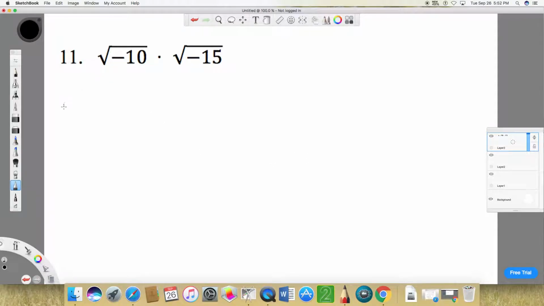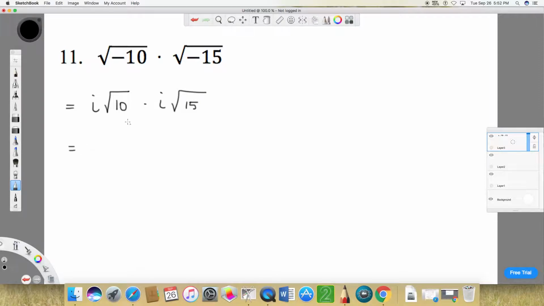So what we have to do is take care of these negative signs first, and we do that by recognizing that that's going to introduce the imaginary unit into our answer. That the square root of negative 10 is the same thing as i times the square root of 10. Then that's being multiplied by the square root of negative 15, but because of that negative sign, we know that's i times the square root of 15.